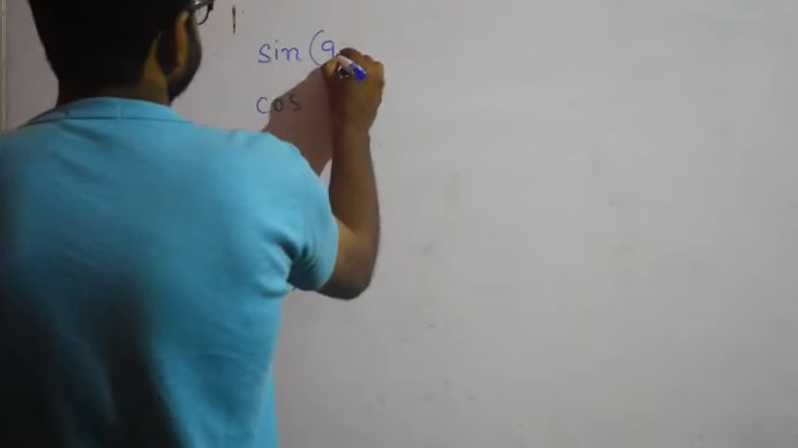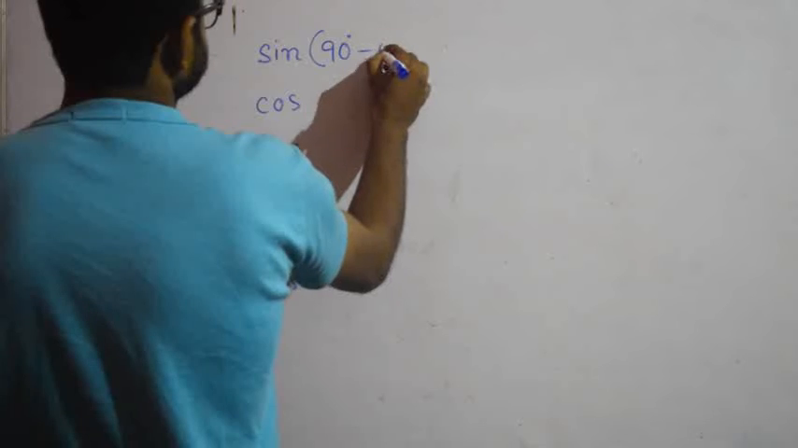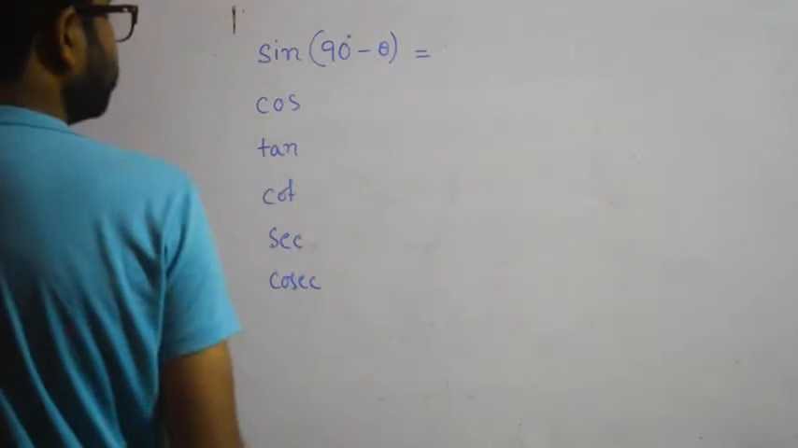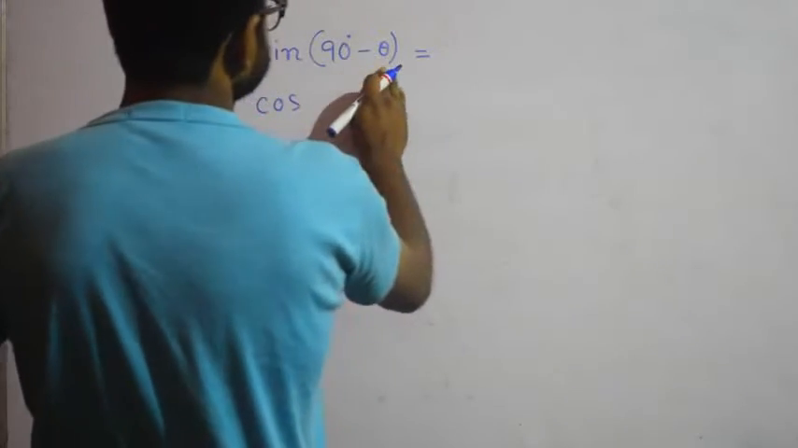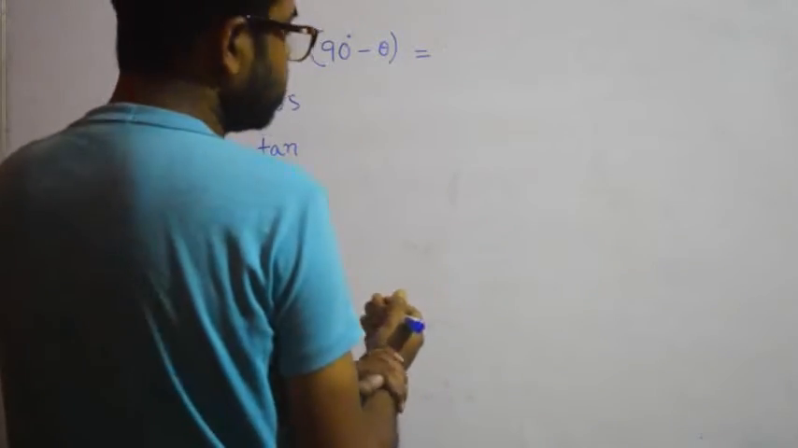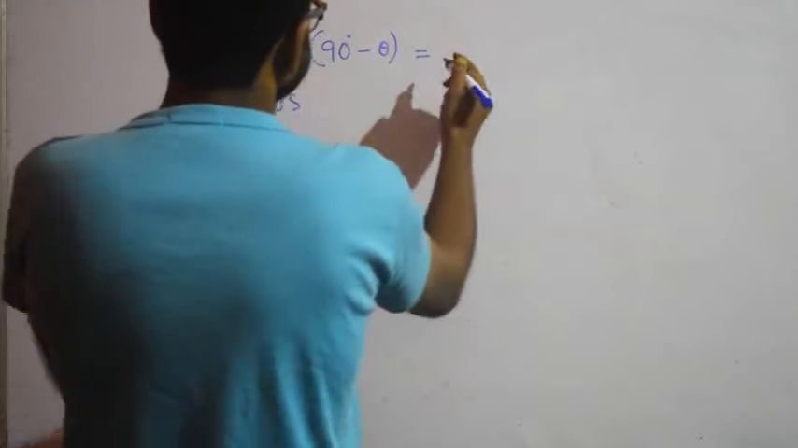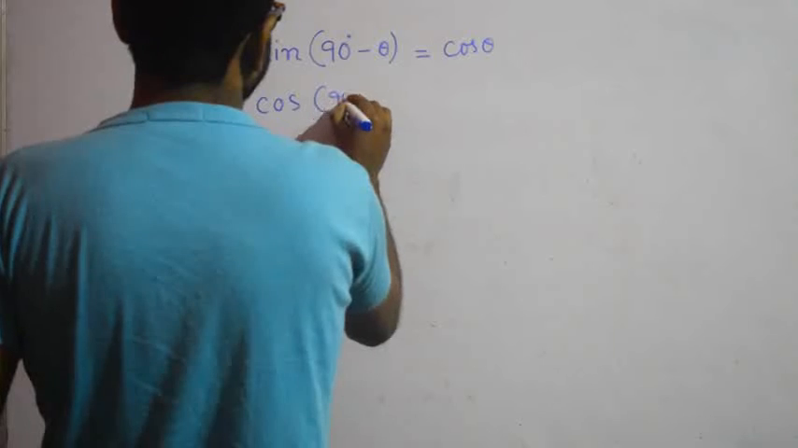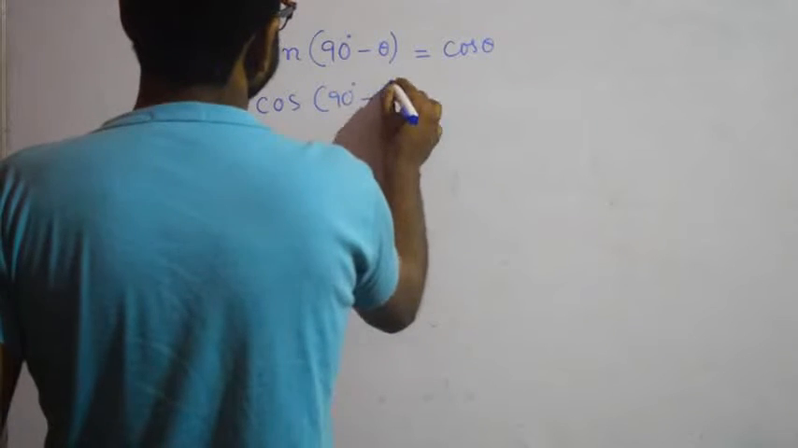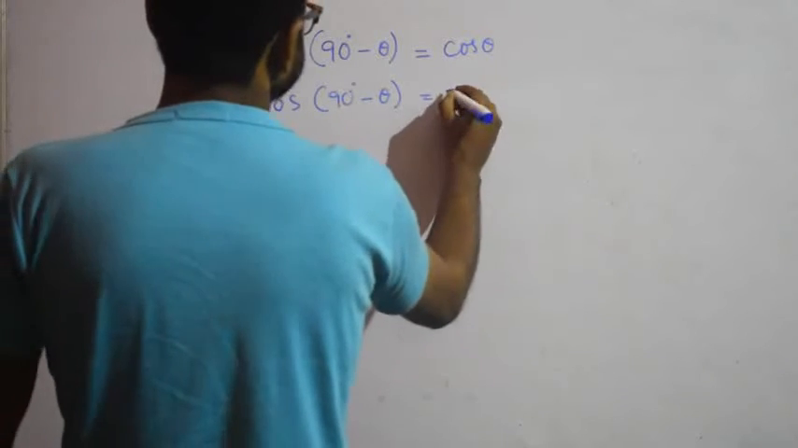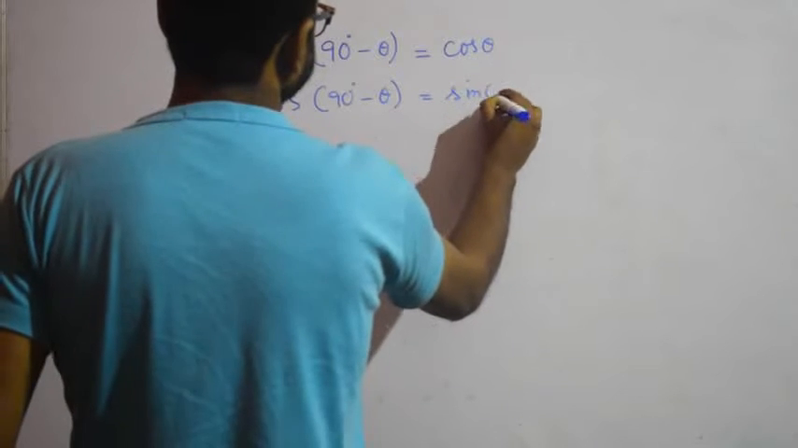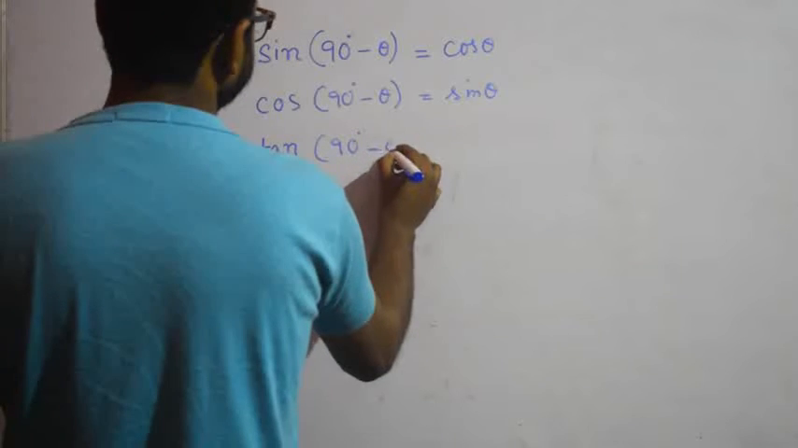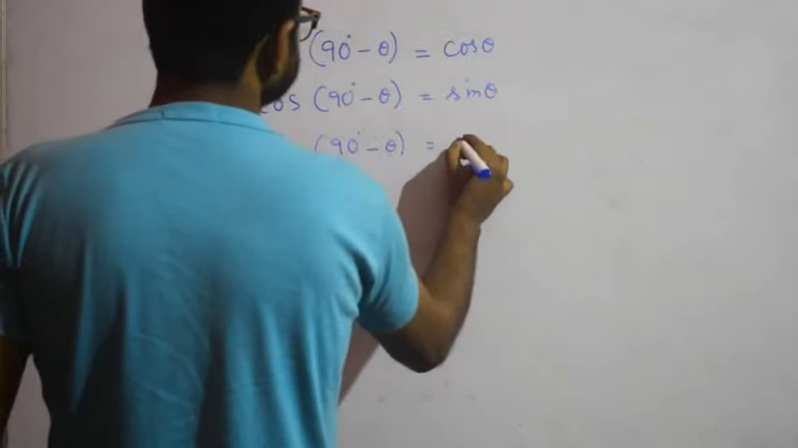So sine of 90 minus theta. As you would say, 90 minus theta gives us the complement angle. So the complement to this will be cos theta. As sine and cos complement each other, cos of 90 minus theta will be sine theta. Tan and cot complement each other, so tan of 90 minus theta will be equal to cot theta.